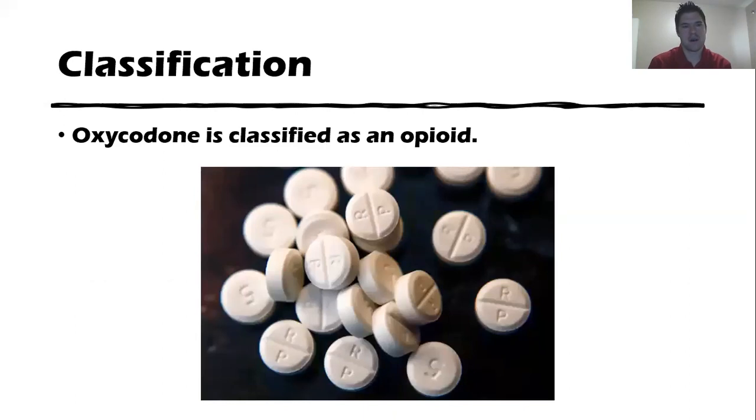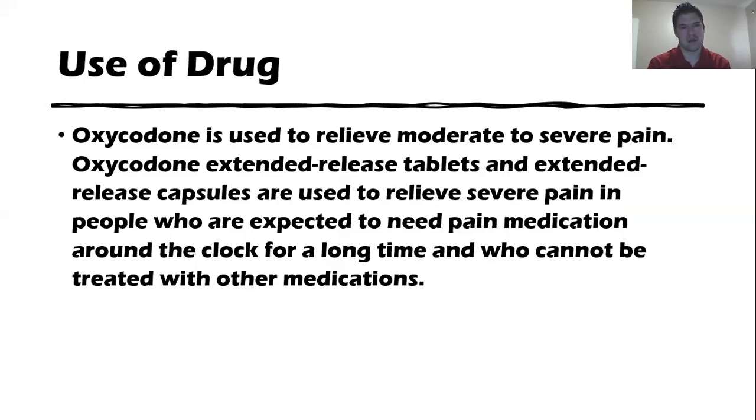Classification. Oxycodone is classified as an opioid. Use of drug. Oxycodone is used to relieve moderate to severe pain. Oxycodone extended release tablets and extended release capsules are used to relieve severe pain in people who are expected to need pain medication around the clock for a long time and who cannot be treated with other medications.